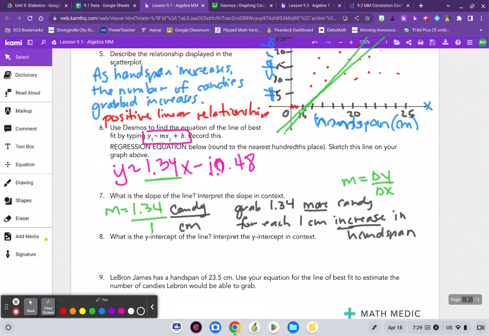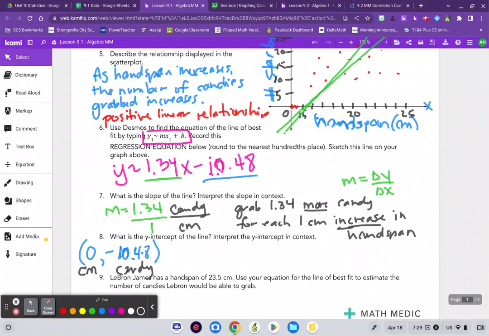Eight says, what's the y-intercept of this line and interpret? So the y-intercept is negative 10.48. But I like to write this as an ordered pair. So remember that the y-intercept always has an ordered pair of 0, comma, whatever that y-intercept is. And I'm going to label this, again, just like we labeled the slope up above. The x is centimeters, and the y is the candy.